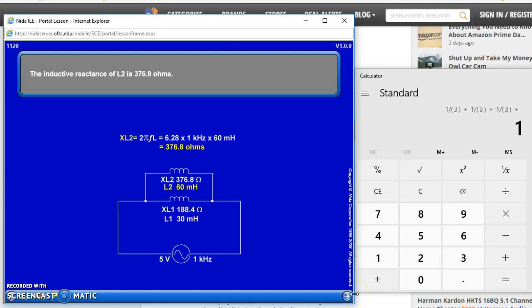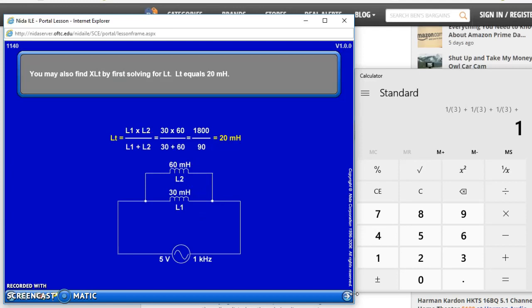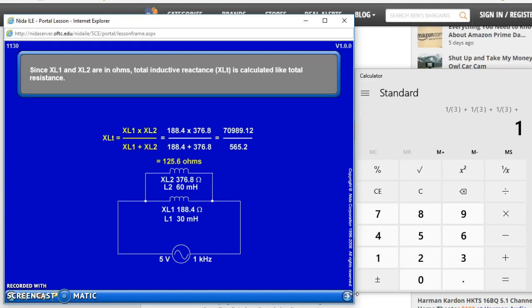Doing the same thing here, except the only difference is we're changing to L2's value. 6.28 is 2 times pi times 1 kilohertz times 60 millihenries, which was L2's value. Now, oops, I think I advanced a couple of slides here.